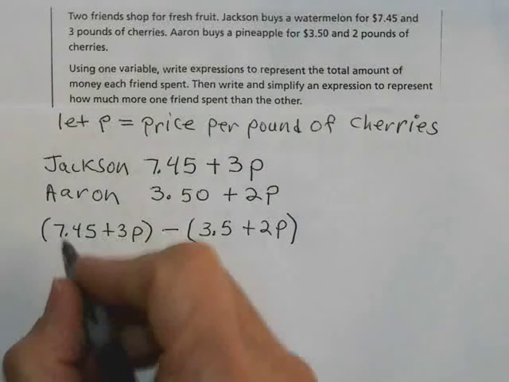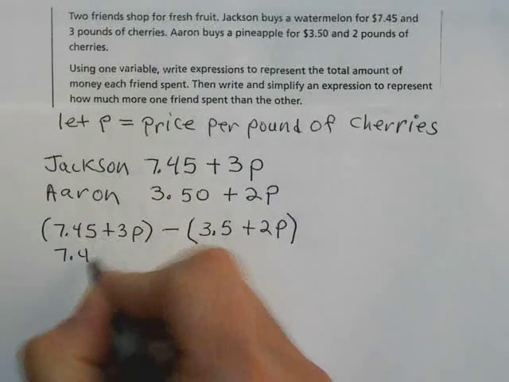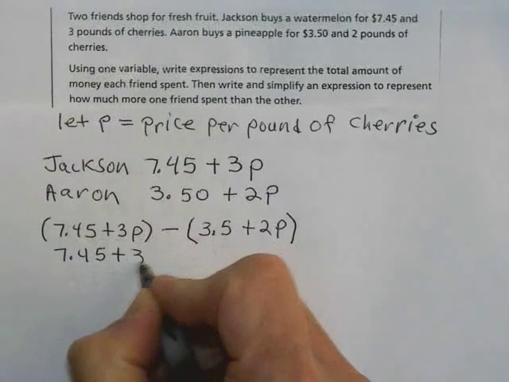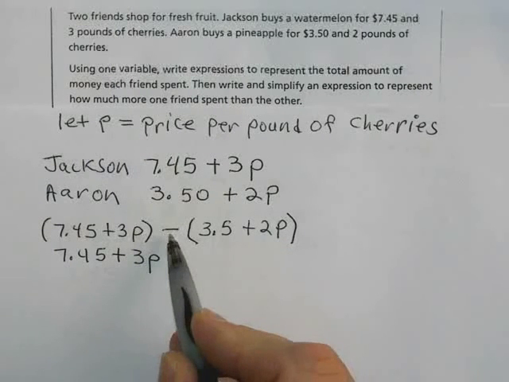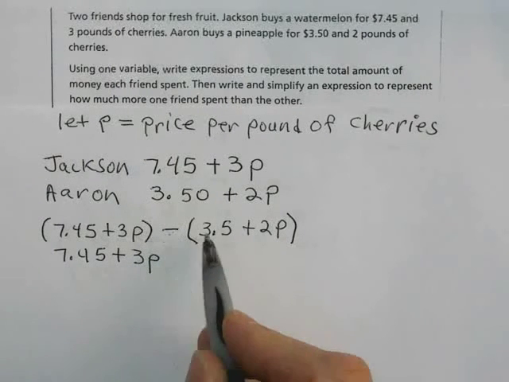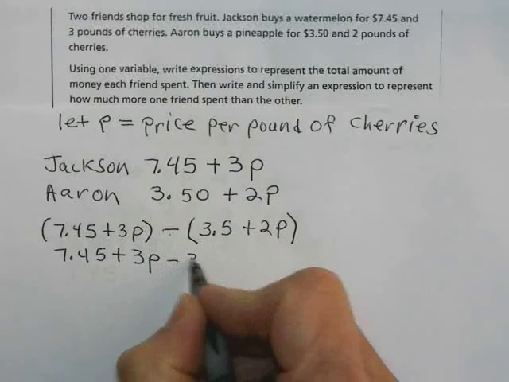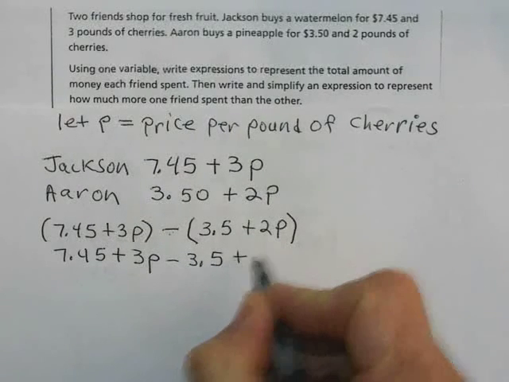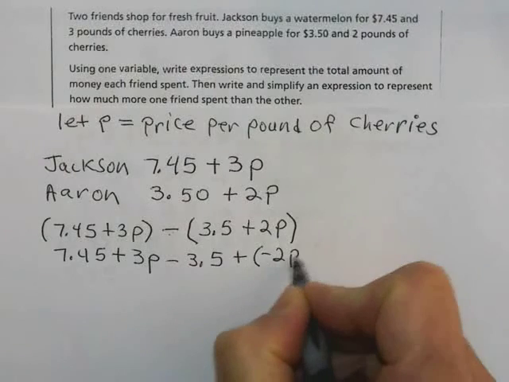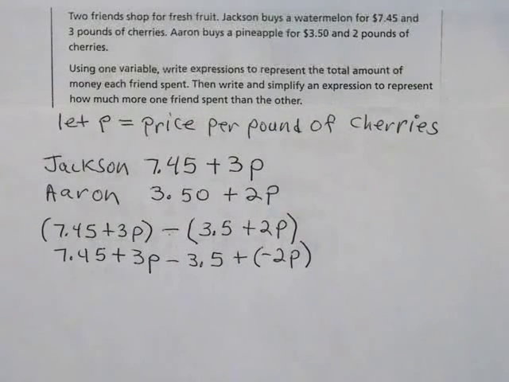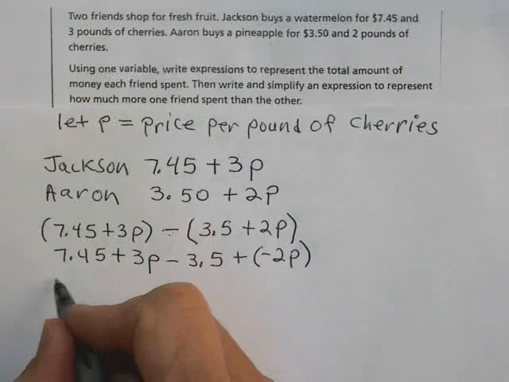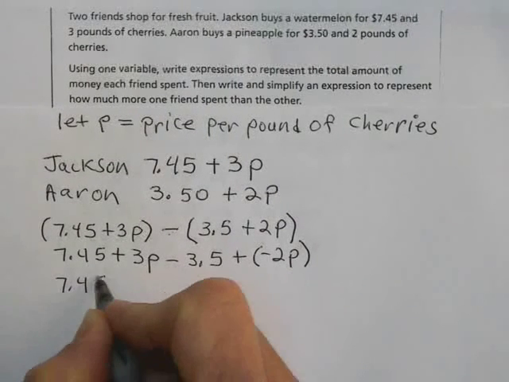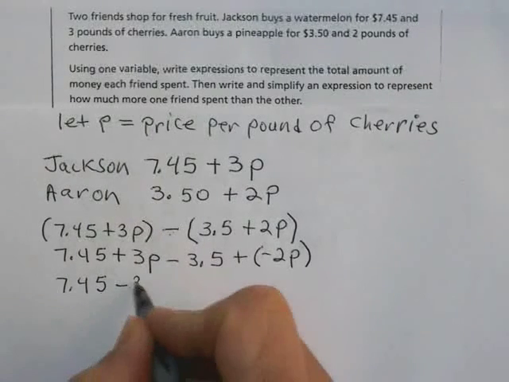And I'm going to rewrite this without parentheses, 7.45 plus 3p. I'm going to take this and this symbol and make this negative, or minus 3.5, minus 3.5, plus negative 2p. All right, now I'm going to rearrange my terms so that I can combine them. We'll start with that.